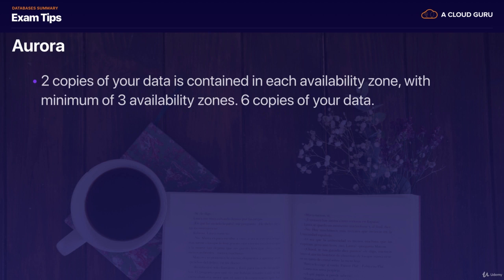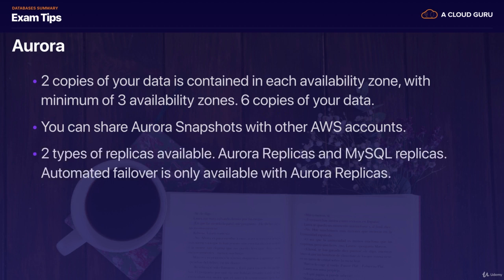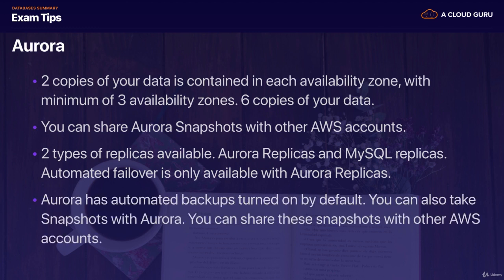It's always going to have 2 copies of your data contained in each availability zone with a minimum of 3 availability zones. So you're always going to have 6 copies of your data. And you can actually go ahead and take a snapshot of your Aurora database, and you can share that with other AWS accounts. Remember that 2 different types of read replicas are available. So you've got Aurora replicas and you've got MySQL replicas. And automated failover is only going to be available with your Aurora replicas. And Aurora has automated backups turned on by default. You can also take snapshots with Aurora, and you can share these snapshots with other AWS accounts, which is what I said earlier.